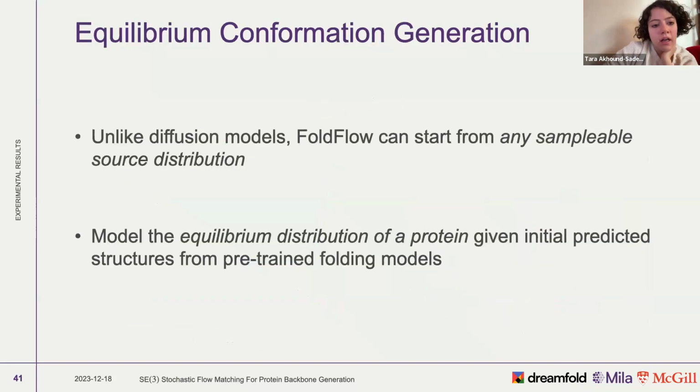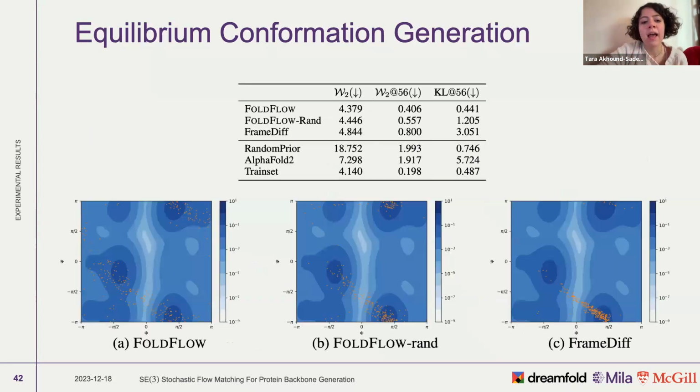Exactly. And the last task that we do is called equilibrium conformation, where unlike diffusion models, flow models can start from any sampleable source distribution, and we want to leverage this. So what we do is we model the equilibrium distribution of proteins given initial predicted structures from pre-trained folding models. So we use this as an informed prior, in a sense.